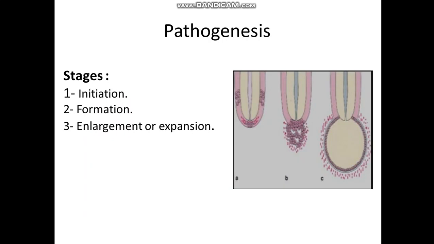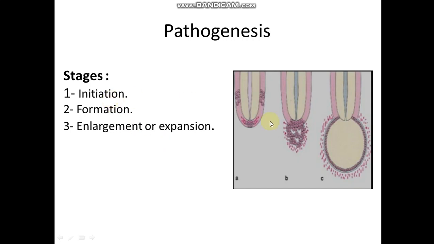The pathogenesis, in general: there are two stages for cystic formation, initiation and enlargement or expansion. The initiation stage is different among the different types of cystic lesions of the jaws. That means the formation of the periapical cyst is different from that of the keratocyst or dentigerous cyst or eruption cyst. So initiation is different from one cyst to another, while enlargement or expansion is similar among the cystic lesions of the jaws.